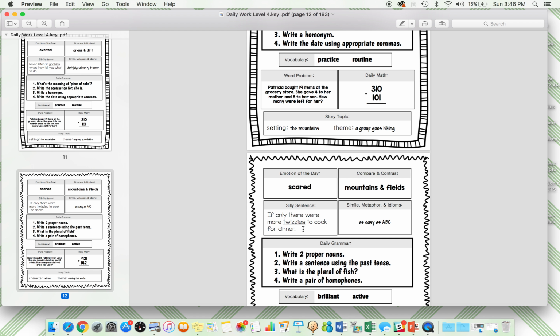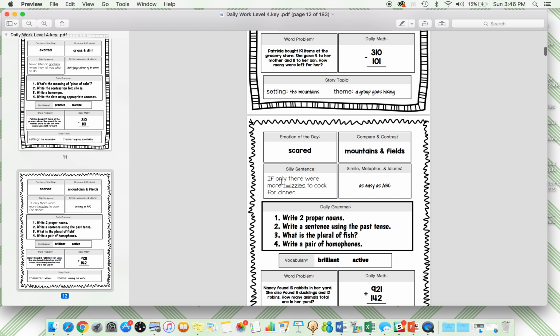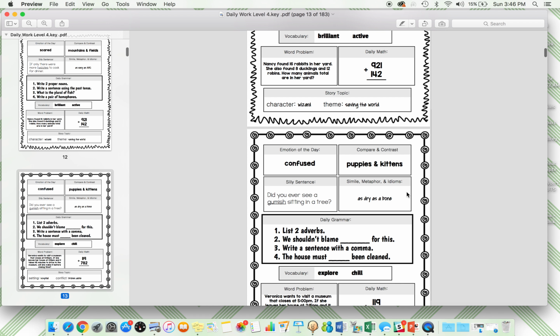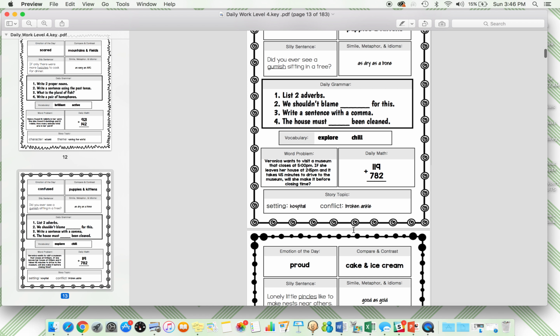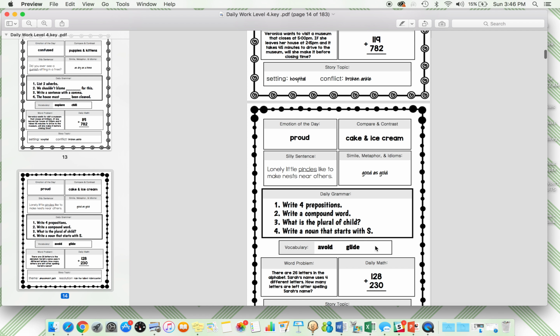There were only 2 more Twizzies to cook for dinner, so inferring what that means. Why do you think it's a food? How could you use this in another sentence? A simile and a metaphor, looking up what that means if you don't know what that means online. 4 daily grammar questions, 2 vocabulary words.